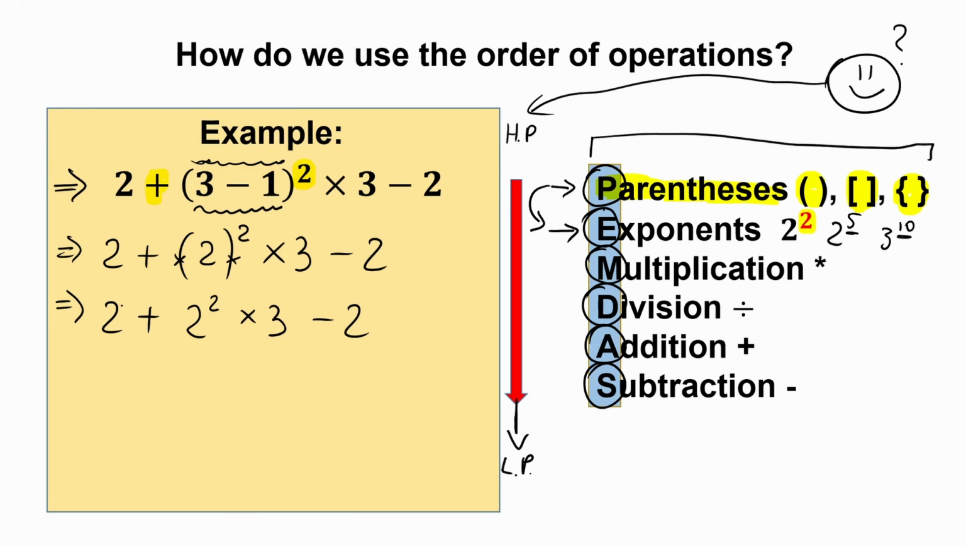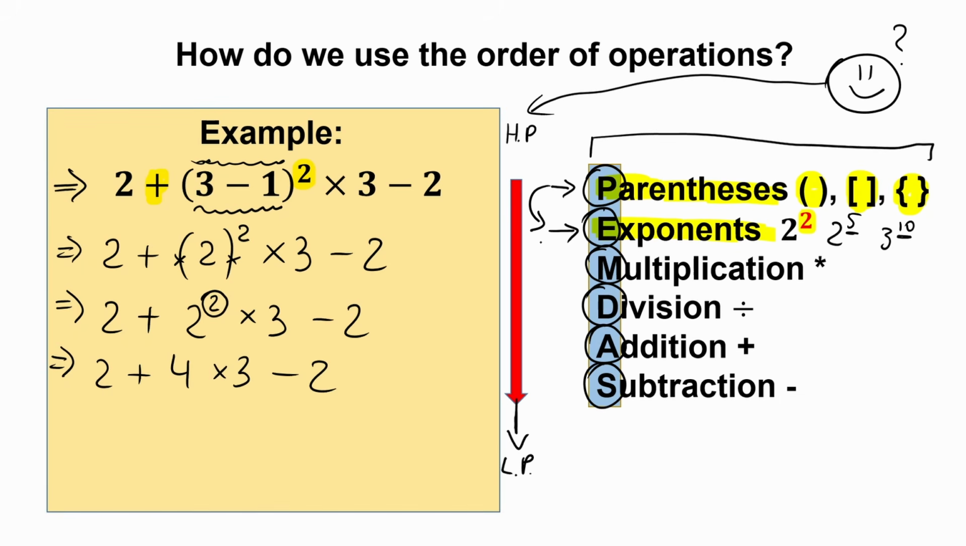So we don't have it right here at this part. We have it right here. So this is our power, and let's do this. Our next step is to evaluate the expression with exponents. I'm going to underline it with yellow color. We have it, so let's do it. So we have 2 plus 2 squared, we have 4 times 3 and minus 2.